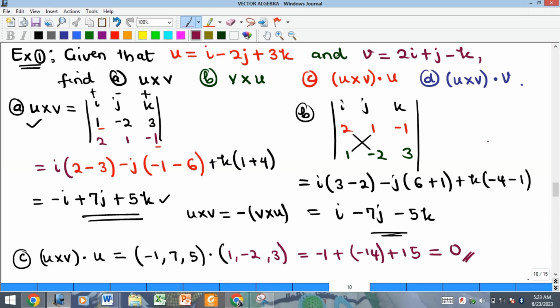Okay, so I'm going to allow you to do the second one. That's already D, and I will tell you that definitely you're going to also get 0. And this is actually pointing to something we are going to see under the properties of vector product, which tells us that U cross V is actually orthogonal to both U and V. And we're going to see a proof to this particular property when we go to that discussion.